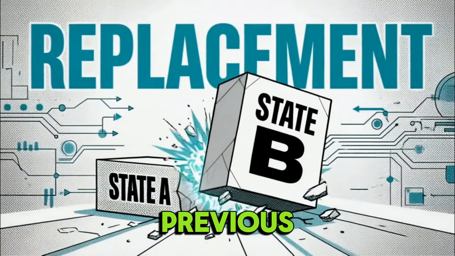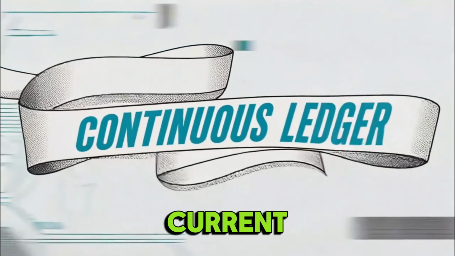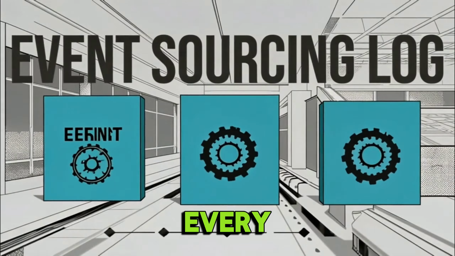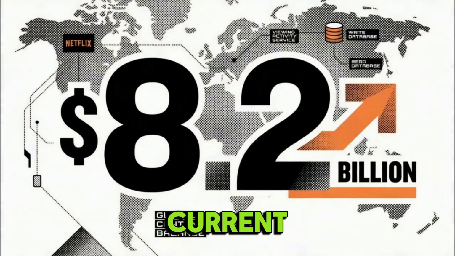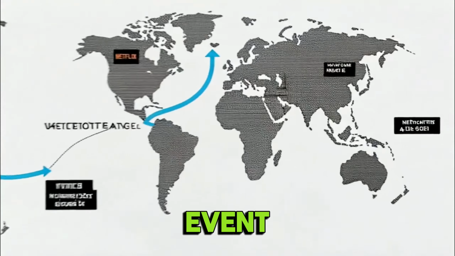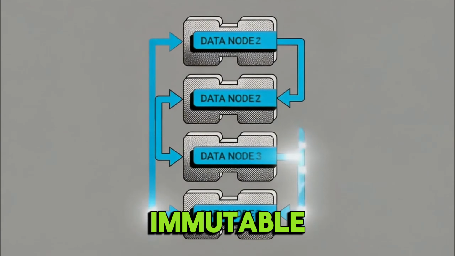You store the current state and nothing else. Event sourcing takes a completely different approach. Instead of storing the current state, you store a log of every event that led to the current state. Think of it like your bank account. A traditional database would store your current balance as a single number. Event sourcing would store every deposit and every withdrawal as separate immutable events.